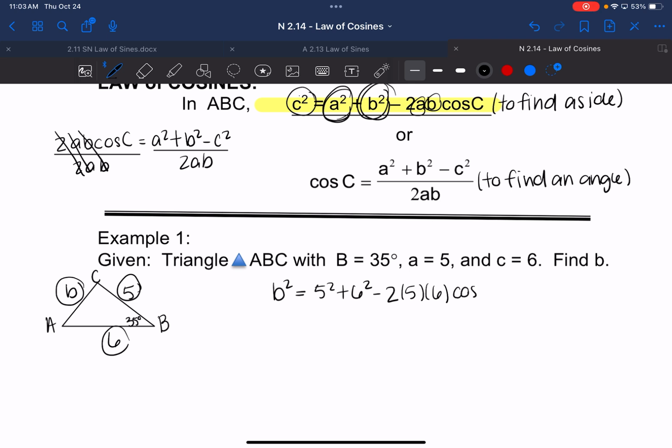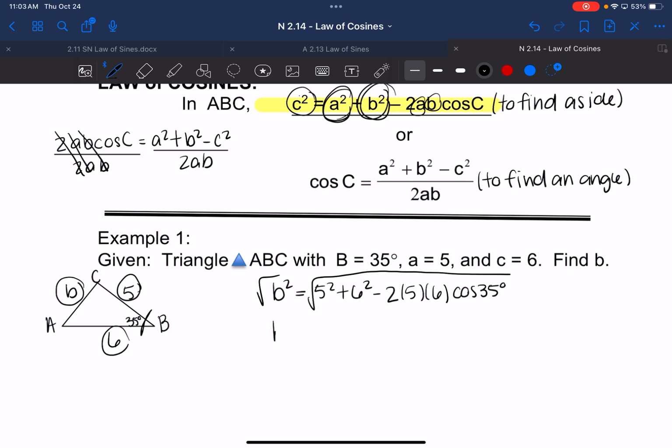times cosine of C. And remember, ours isn't really C. We're looking for B, right? So what is angle B? 35. So I'm going to plug in 35 degrees right here. All right. Okay, so if I simplify the right side, it should give me B squared. This says B squared equals all that, but I don't want B squared, I want B. So what should we do? Take the square root. So I'm going to take the square root of both sides.